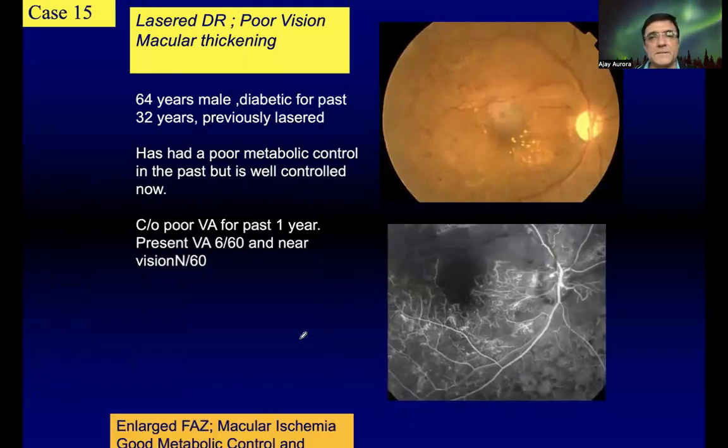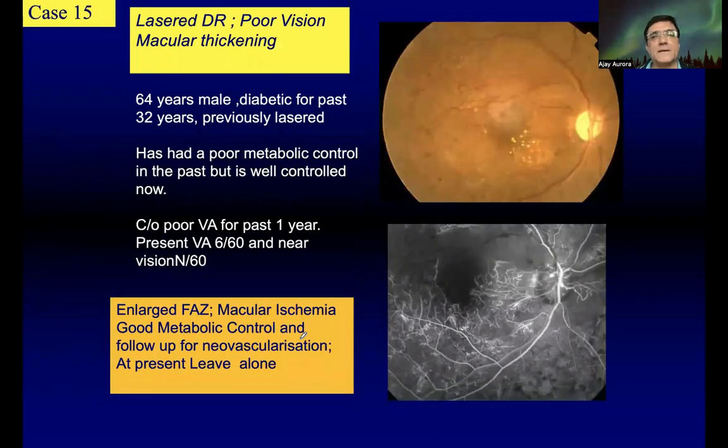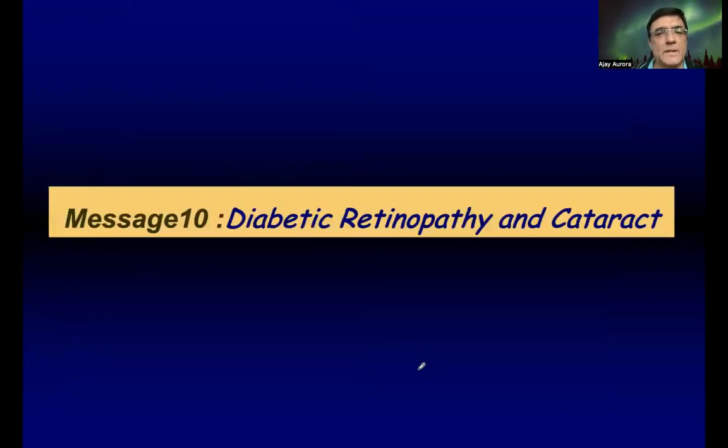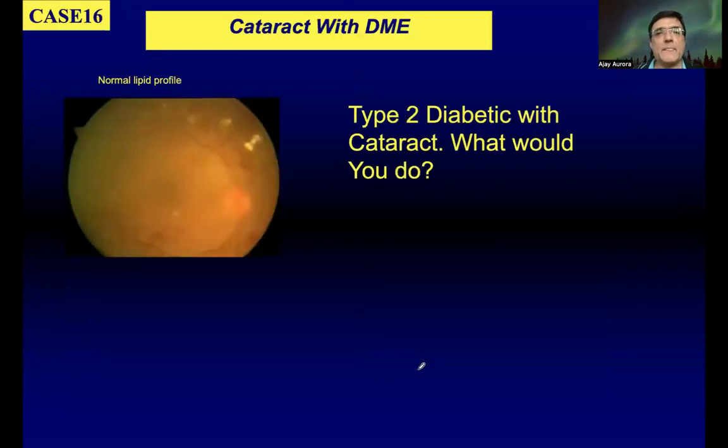This is another patient who has had laser, who has a large ischemic macula with a foveal avascular zone which is enlarged and irregular. In such patients, there is no point doing a laser photocoagulation in areas of leaking microaneurysms or areas of capillary non-perfusion. It is best to leave them alone. There is no need to do anything.